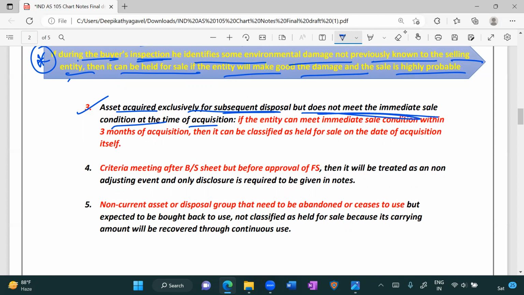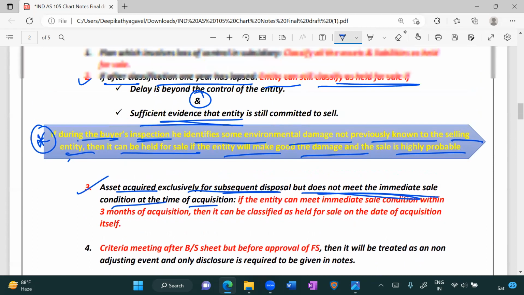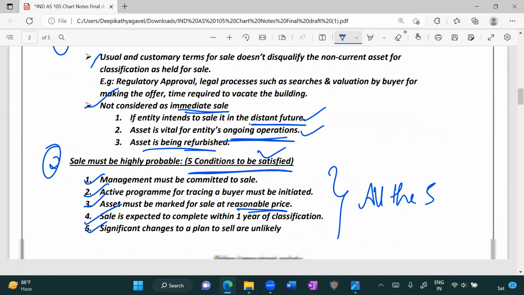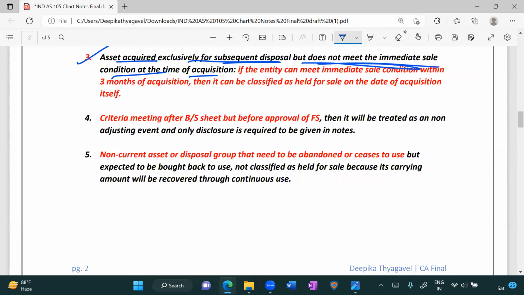Because to classify under 105, the classification criteria that we read earlier says the first condition itself is that it should be available for immediate sale in its present condition, which is not being satisfied. So now the standard is asking how we should classify. Should we classify it under 16, 40 or 105? The standard clearly says classify it under 105.